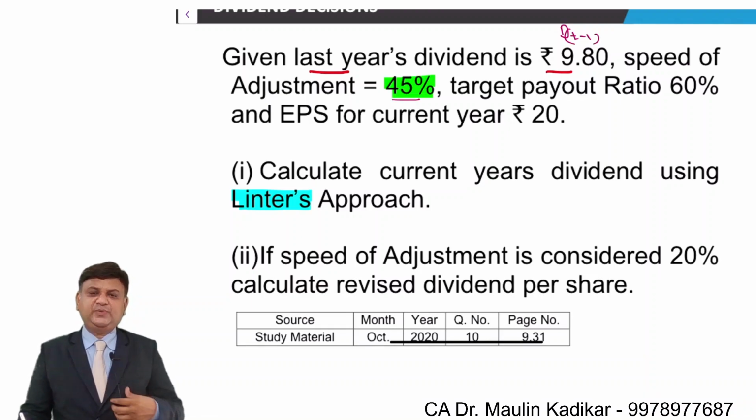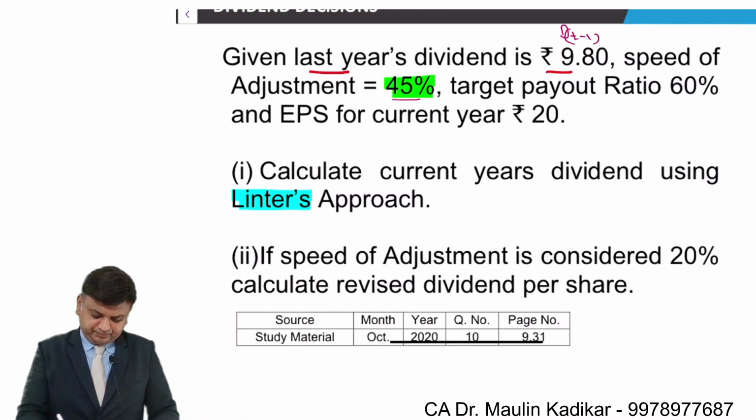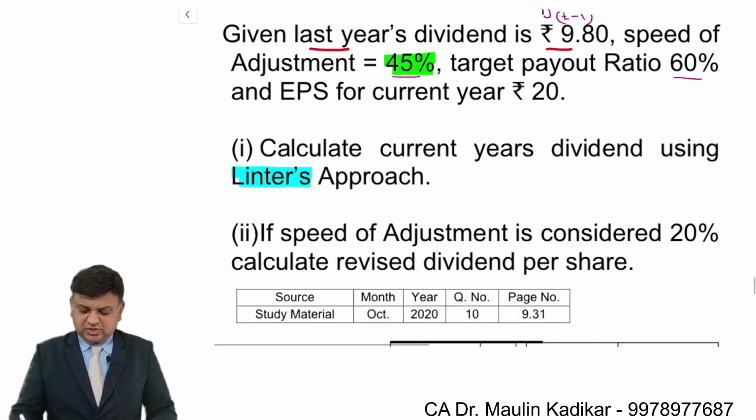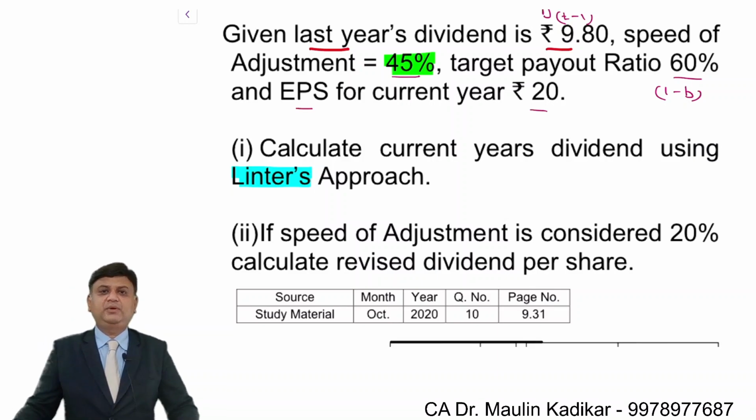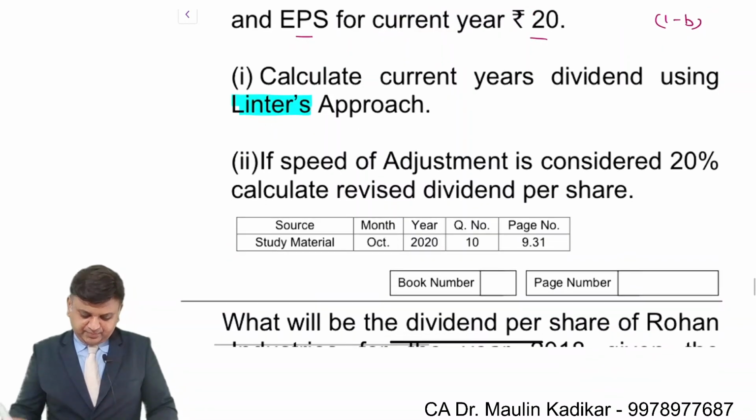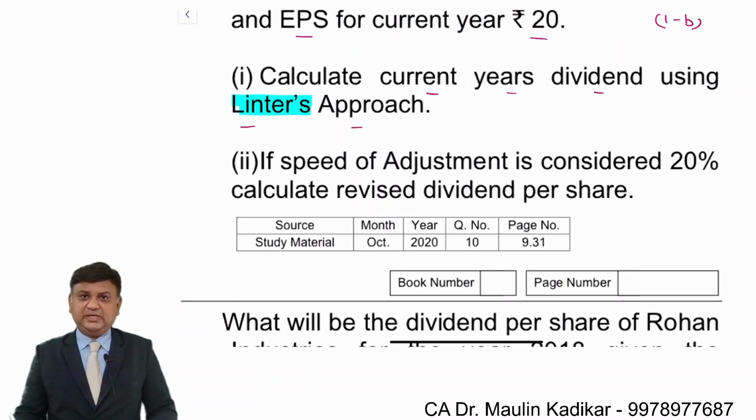What is speed of adjustment? I just explained that to you when we were doing the answer. Target payout ratio is 60%. That is the normal dividend payout ratio. Earning per share for the current year is 20 rupees. EPS, that is earning available to equity shareholders divided by number of shares. Calculate the current year's dividend using Lintner's approach. That is the question.